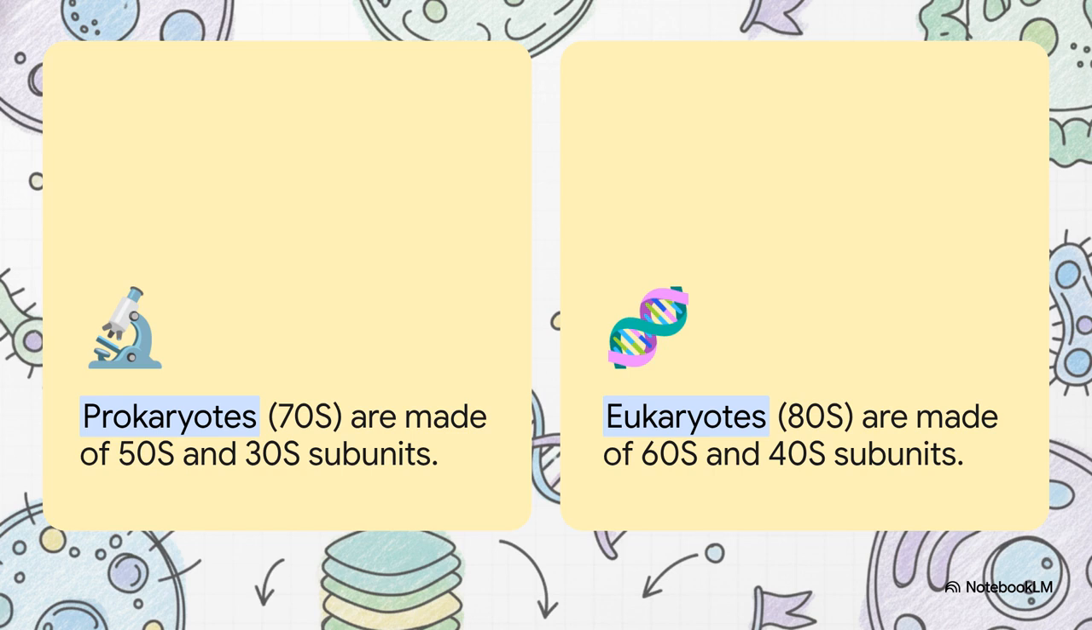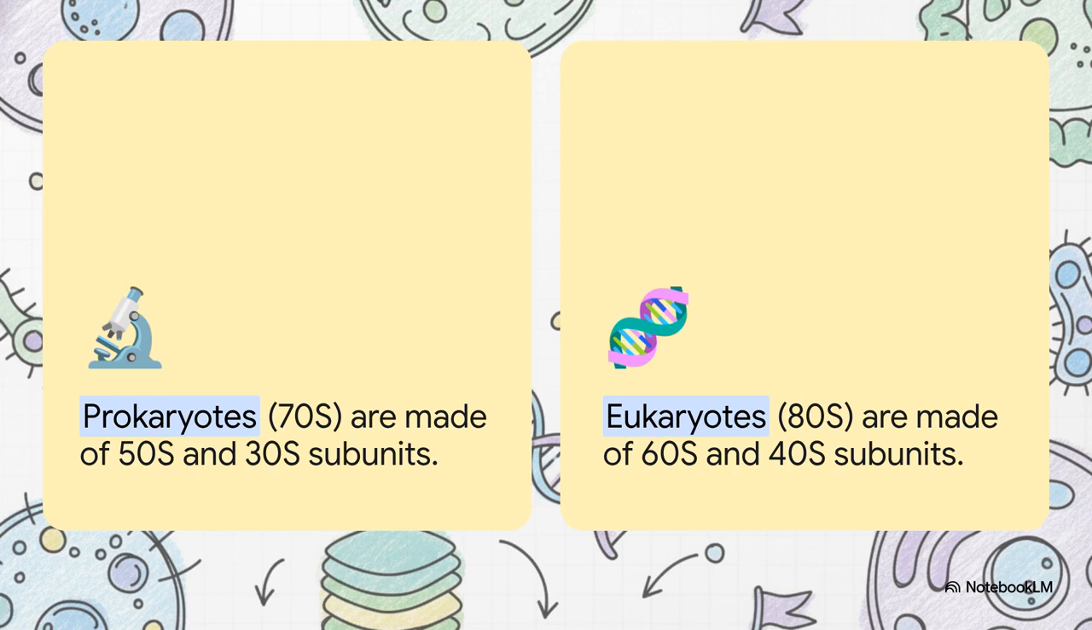Okay, so the trick here is that the S stands for Svedberg unit. It measures density and how fast things settle in a centrifuge, not the actual physical weight. Think of it this way. If you wrap a very light, fluffy blanket around your solid body, your combined density isn't just a direct addition of both weights, it averages out. And that is exactly why 50 plus 30 yields a combined density of 70S.